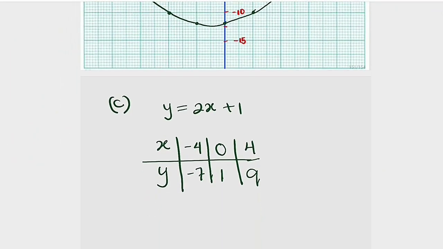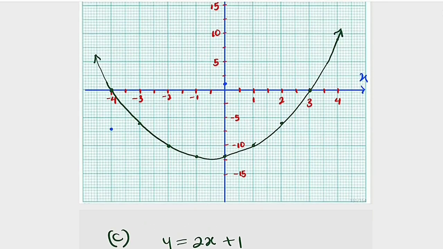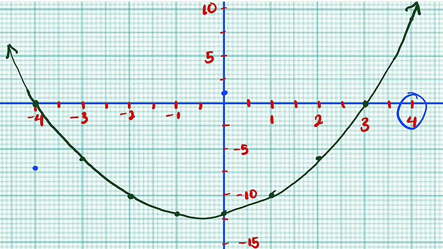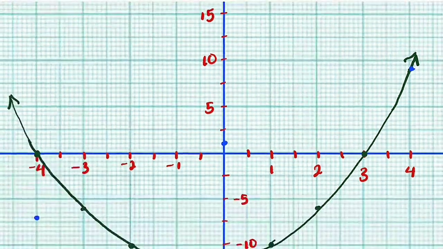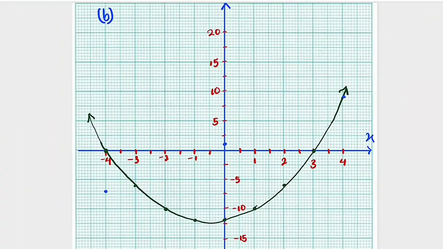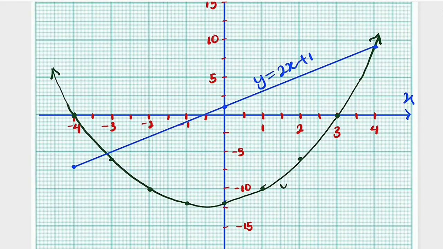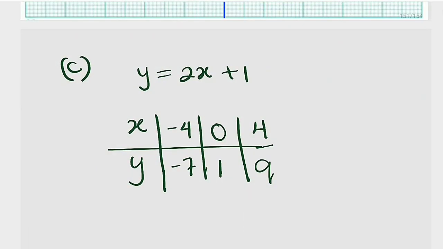Then the last point here is 4 and 9. We have 4 somewhere here, so where is 9? Y will be somewhere here. Remember, we have 8 very close to that point. So now let us connect the 3 points together. All right, so you can see that this is the graph of y equal to 2x plus 1. Remember that the previous one, which is the quadratic, is a graph of y equal to x squared plus x minus 12. So we're done with this question.